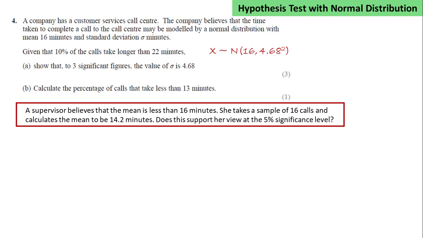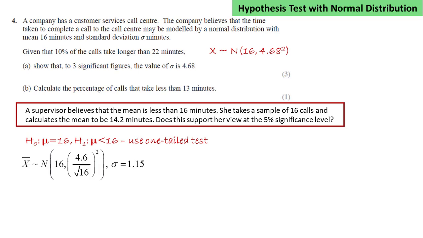This is a bit more sophisticated. So here we have a hypothesis test. The null hypothesis H0 is that mu equals 16. H1 is that mu is less than 16. So this is a one-tailed test. We're going to be interested in the distribution of means of samples of 16 calls. That's the X bar.